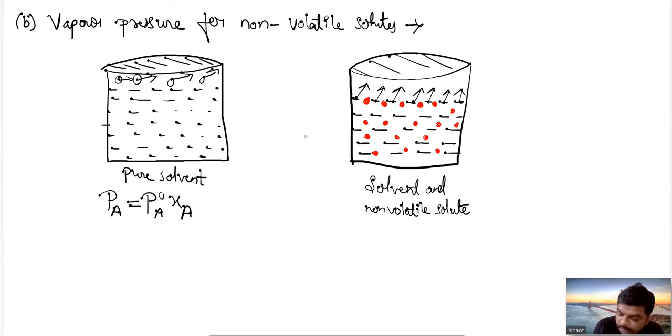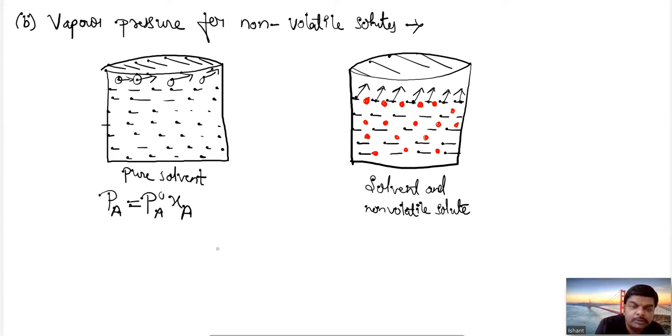Now, if I make Raoult's law for this condition: according to Raoult's law, the vapor pressure of the volatile component in the solution is directly proportional to its mole fraction. Therefore, the vapor pressure of the solution will be the vapor pressure due to the solvent only.